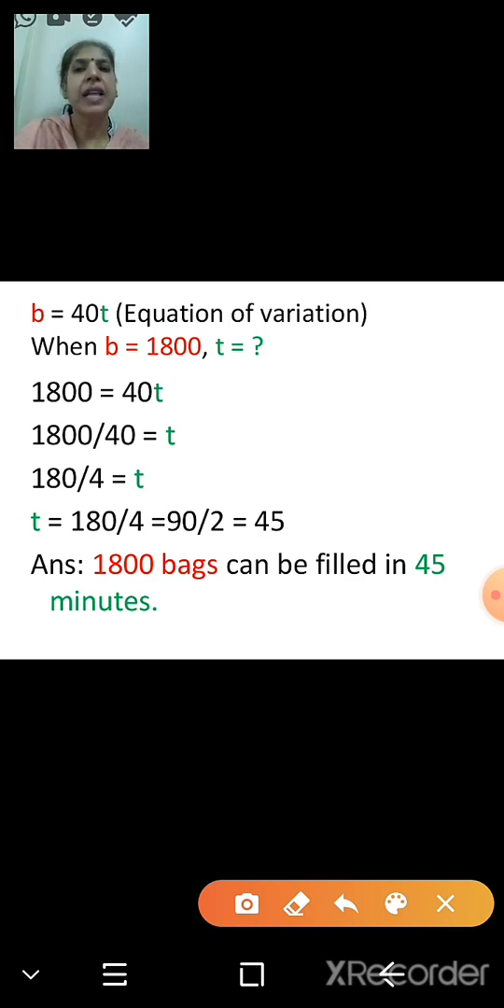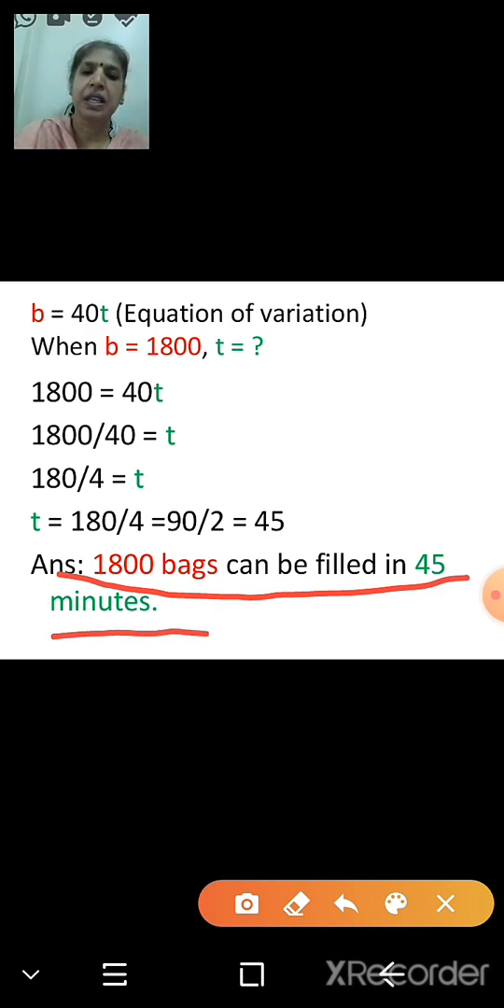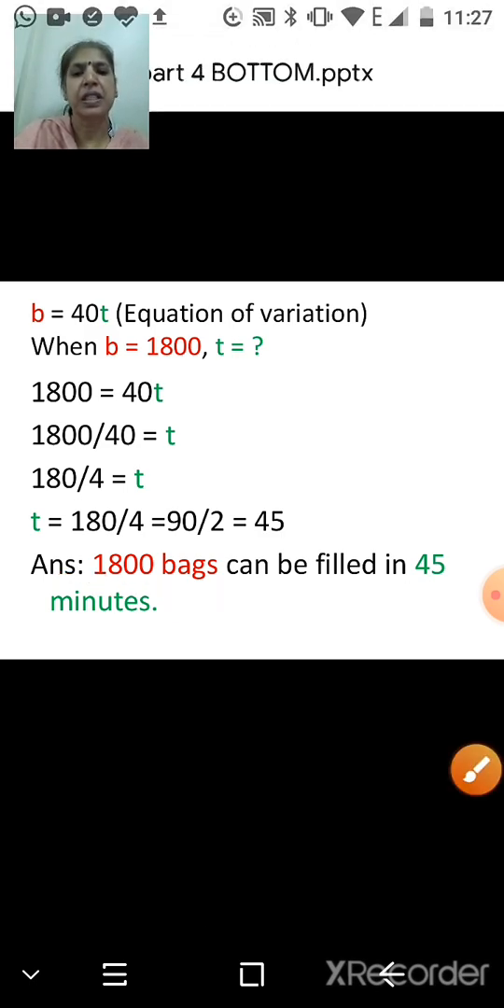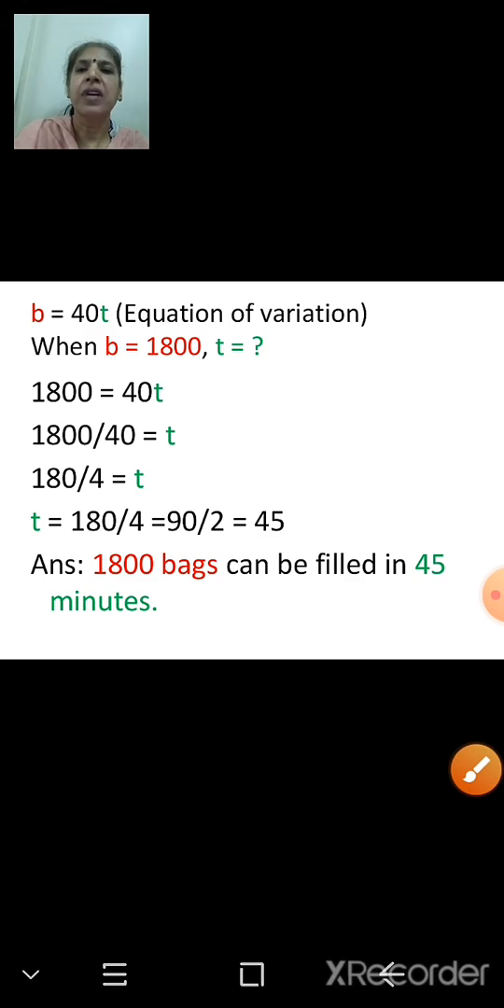45. This answer is to be written in a statement. They are word problems. So 1800 bags can be filled in 45 minutes. Answer is 1800 bags can be filled in 45 minutes. So what we have studied is, first from the information find which variation it is. Then accordingly you write which variation. Change into equation, substitute the values, get K constant, write equation and solve.